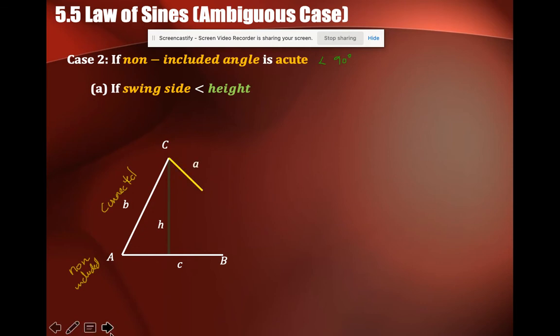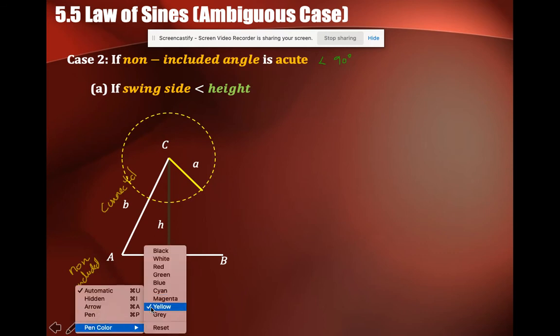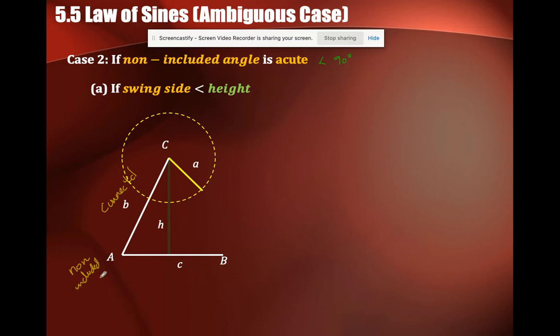If your swing side is less than your height, how many triangles can you make with those measurements? Remember, you're given the measurements of the non-included angle, the connected side, and the swing side. You can change this angle. Well, if this swing side is less than the height, you ain't gonna make a triangle.